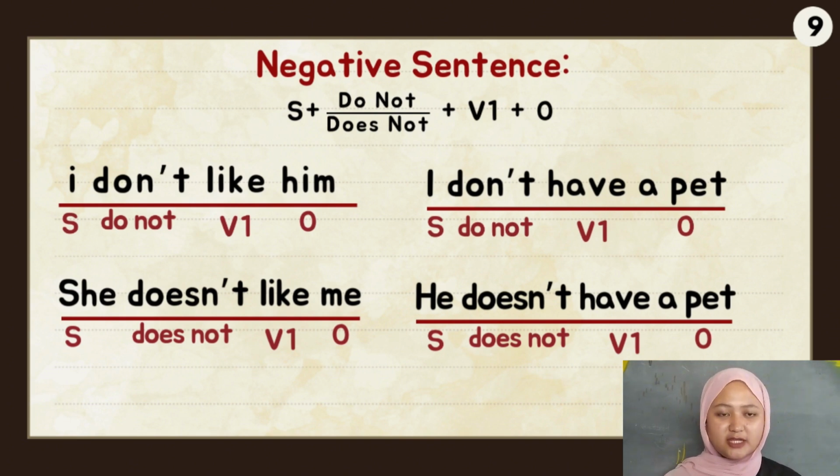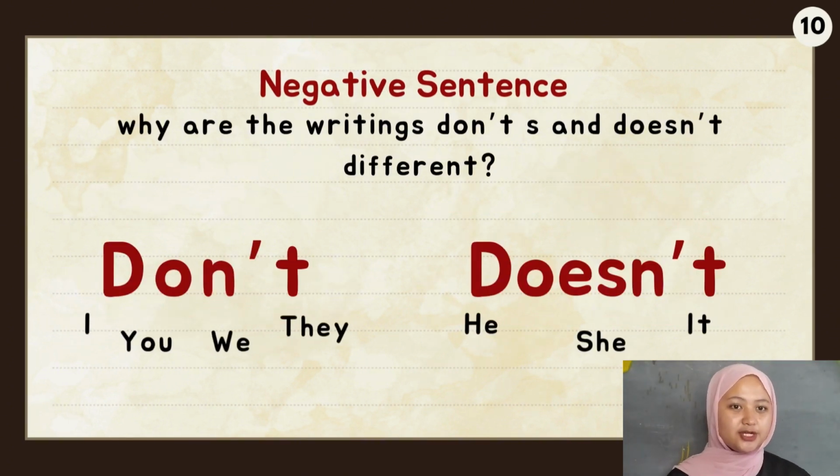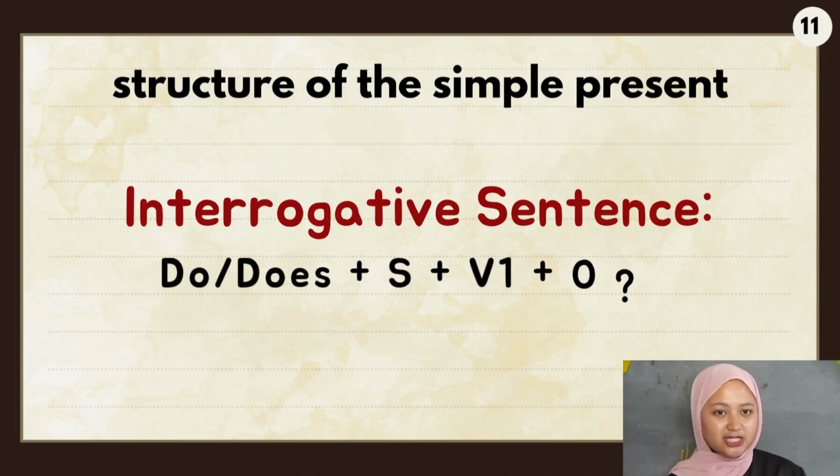There is also a difference between the top and bottom sentences in negative sentence, namely the use of do not and does not. Because do not is for the subject I, you, we, they, but does not is for the subject he, she, it. The last of simple present structure is the interrogative sentence.